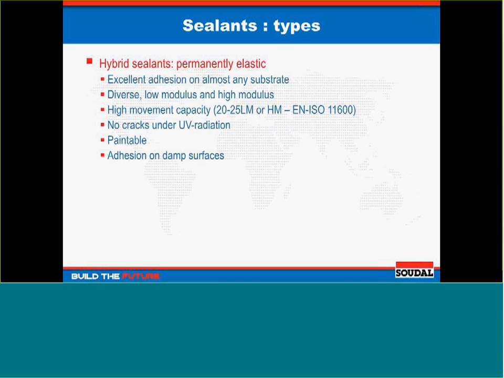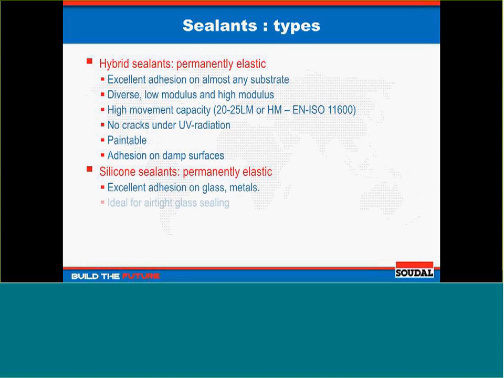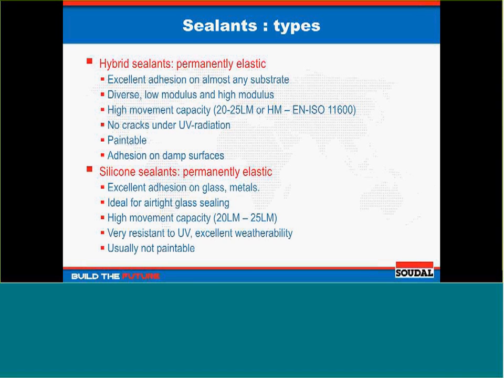Now, for some types of sealants, the story is quite new. Hybrid sealants, for instance, are a more recent generation of sealants. They are very universal in use, very good quality. Also, the quality of hybrids doesn't vary as much, and they are quite okay with UV and to a certain extent are paintable. One of the big advantages is that they stick on even damp surfaces.